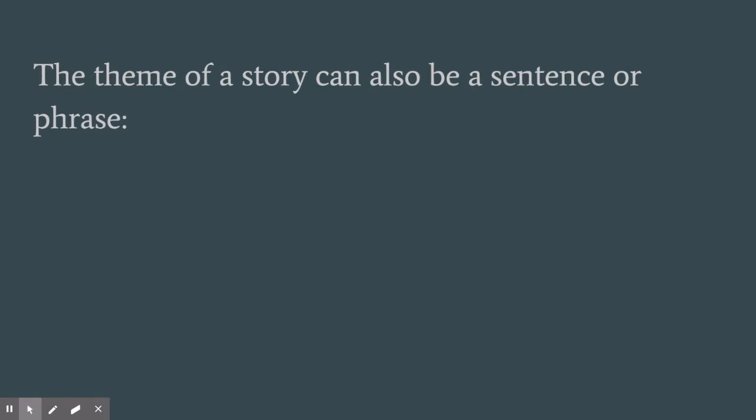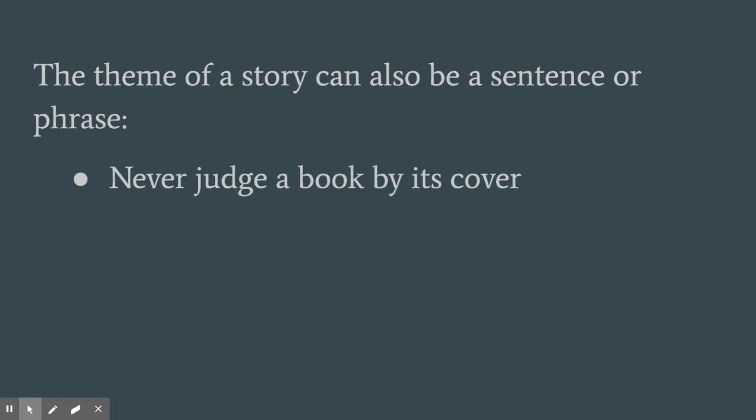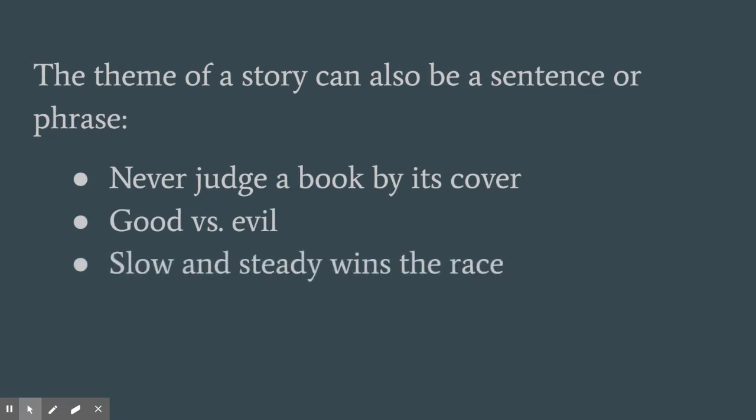The thing about theme is it can also be a sentence or a phrase. It doesn't just have to be a single word like the examples I just gave you on the last slide. The theme of a story could also be something like never judge a book by its cover, good versus evil, slow and steady wins the race, or hard work pays off. And these are just some examples. There are dozens more examples of what a theme could be of a story. But just remember, it could either be a short phrase or a sentence like these examples, or a single word like death, love, things like that.